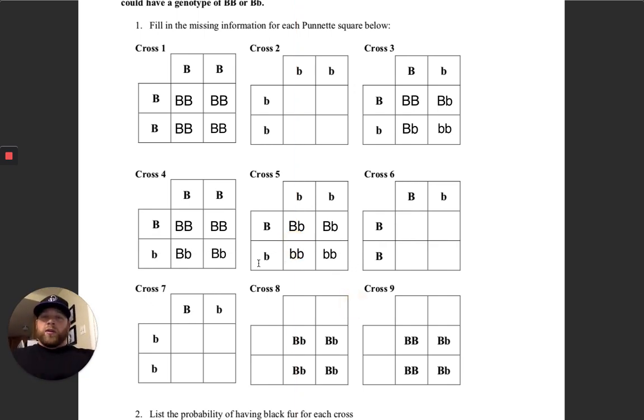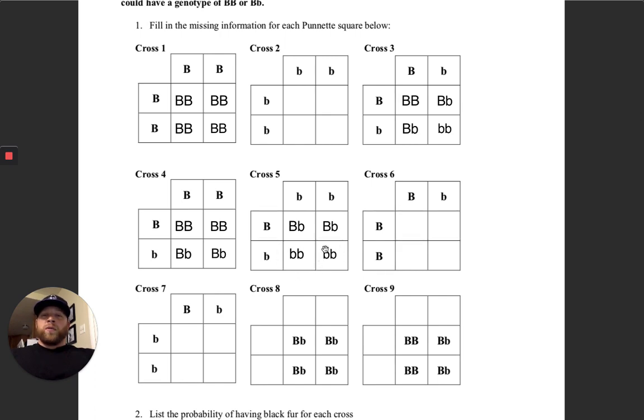as you can see, this now has potentially half of the children from this cross would have black fur, the phenotype, remember? However, they would be heterozygous genotypes. And then the other half would have white fur, but their genotypes would be this homozygous recessive.